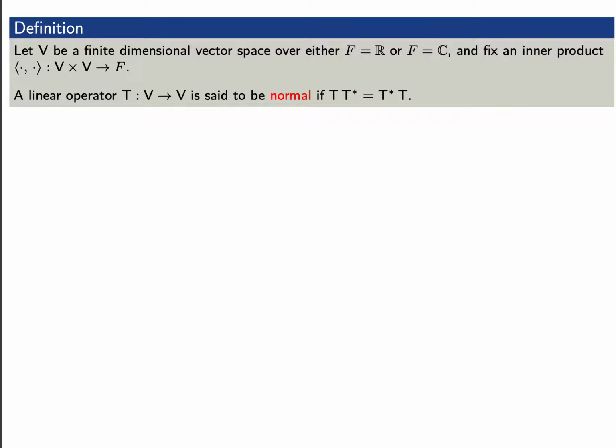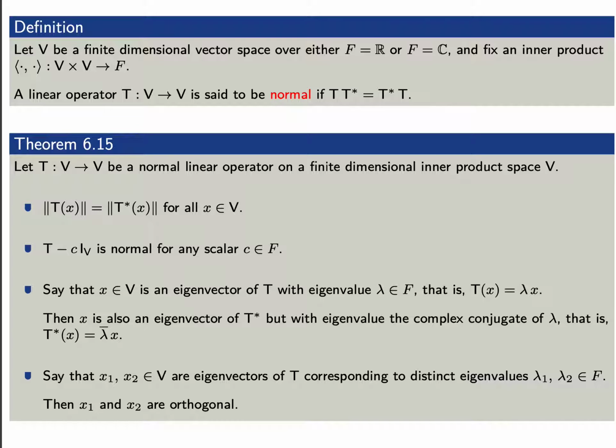Let's consider this in more detail today by discussing a general concept known as normal operators. Say that V is a finite dimensional vector space over either the real numbers or the complex numbers, and let's fix an inner product on V. A linear operator T from V to itself is said to be normal if T composed with T adjoint is equal to T adjoint composed with T. We'll see later many examples of such an operator. But first, let's try to state a few properties.